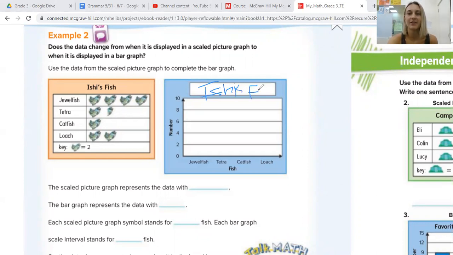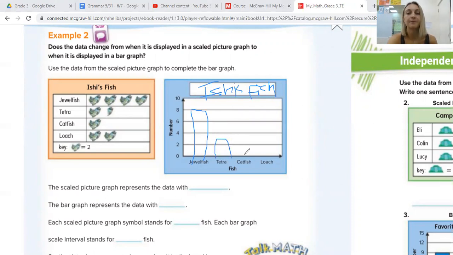Ishi's fish. Yours should look much nicer than mine. Ishi's fish. Okay, we have jewelfish, tetra, catfish, and loach. So we know we're going vertically here because my numbers go up the side. So my bars have to go up. So remember I have 8 jewelfish. So I'll start up here, draw my rectangle down. You can color that in. Tetra, we have 3. So I need to go right here in the middle.